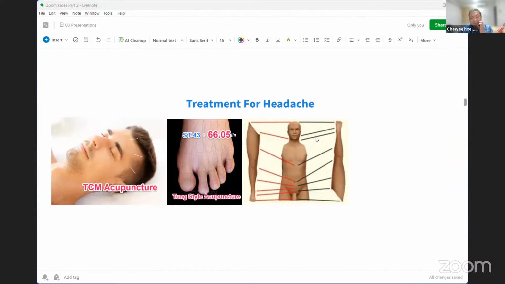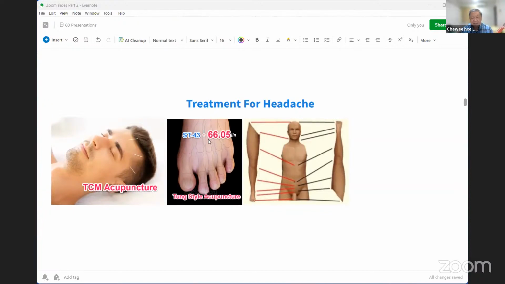So headache. Can you see this correspondence? The foot is the head. All the points around the foot, around here, Liver 2, Liver 3, all right, in the TCM system. In the Tung system, all these TCM points can treat headache. Stomach 43 is a common point in the Tung system to treat headache.